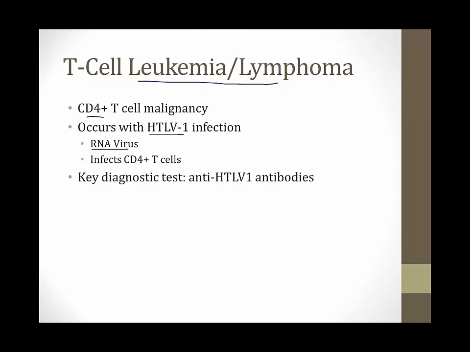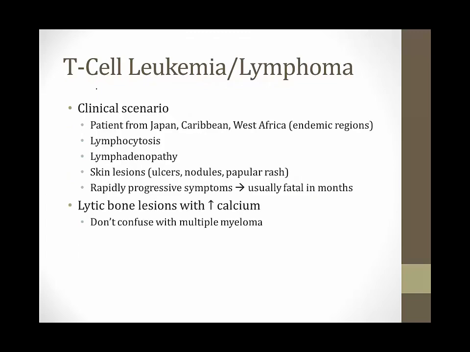This is an RNA virus that infects CD4 positive T-cells, and patients who have this white blood cell malignancy will have anti-HTLV1 antibodies present. This disorder occurs in parts of the globe where the HTLV1 virus is found. So the clinical scenario to know about for your boards is a patient from Japan, the Caribbean, or West Africa. These are the endemic regions for the HTLV1 virus.